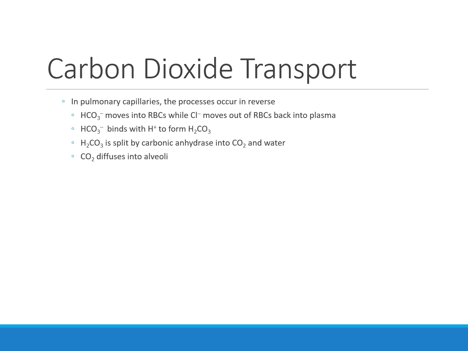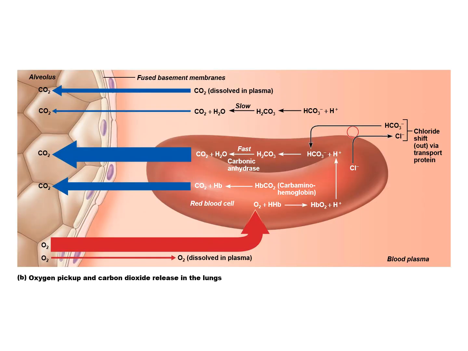In your pulmonary capillaries, the process occurs in reverse because everything's backwards in the lungs, right? So the bicarbonate moves into the red blood cells while the chloride moves out. The bicarbonate binds with a hydrogen ion to form carbonic acid. The carbonic acid is split by carbonic anhydrase into carbon dioxide and water, and the carbon dioxide diffuses into the alveoli, and you breathe it out or exhale it out. Okay, so they're showing you what's happening there.